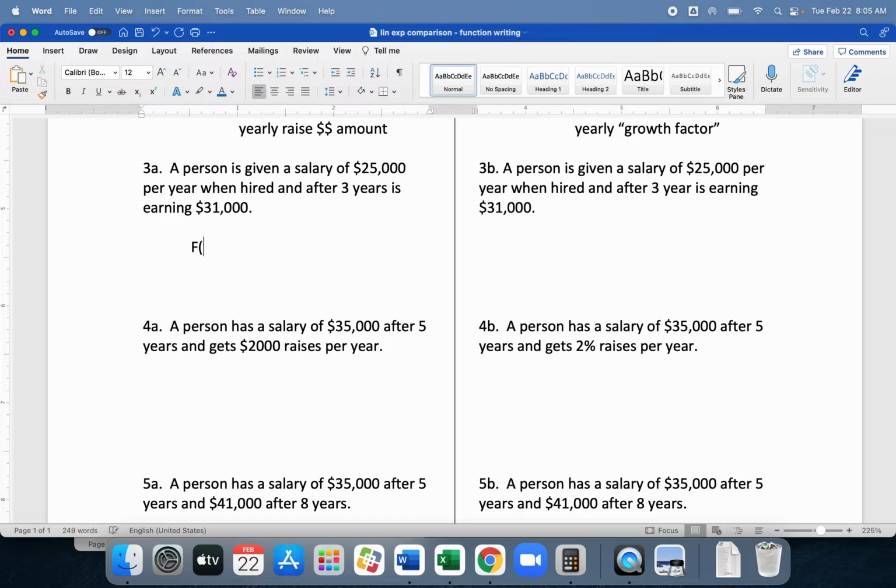So I can say f of x equals, what would I do for this one? 25,000 plus, yeah, 2,000x. How do you get 2,000? How do we know we have $2,000 per year raises? Where's that 2,000 come from? That's right. 31,000 minus principal, and then what's left divided by 3.